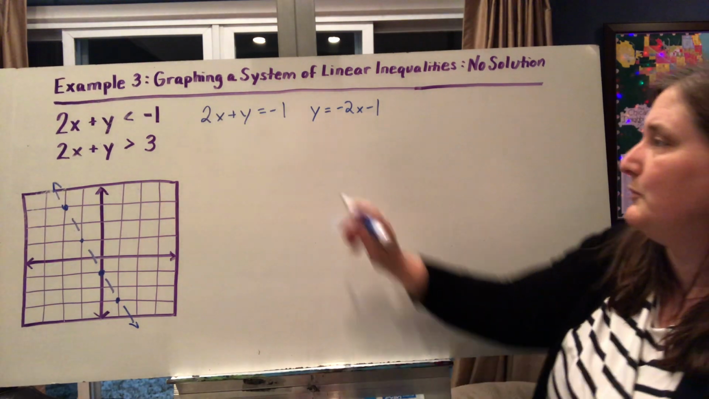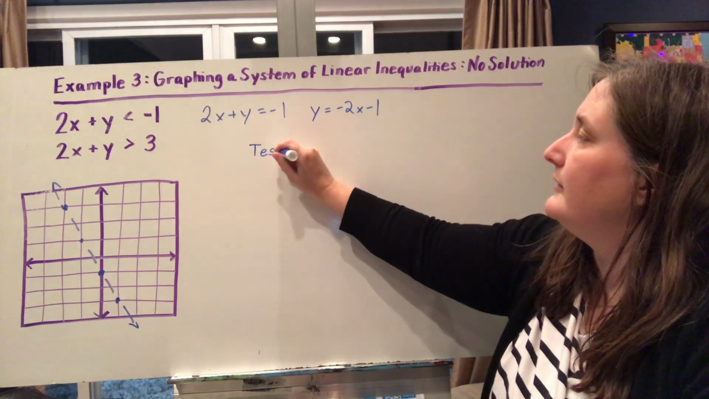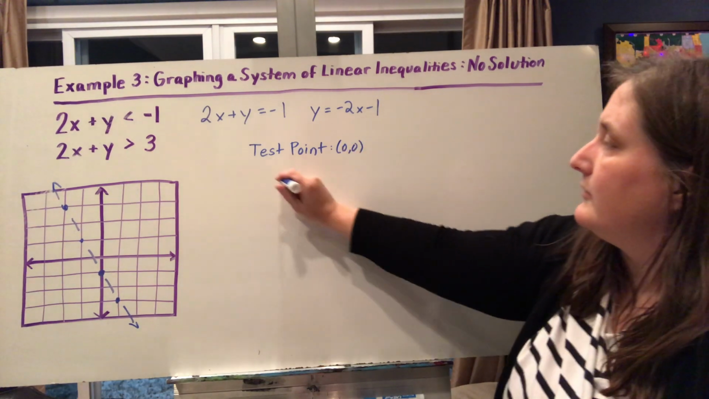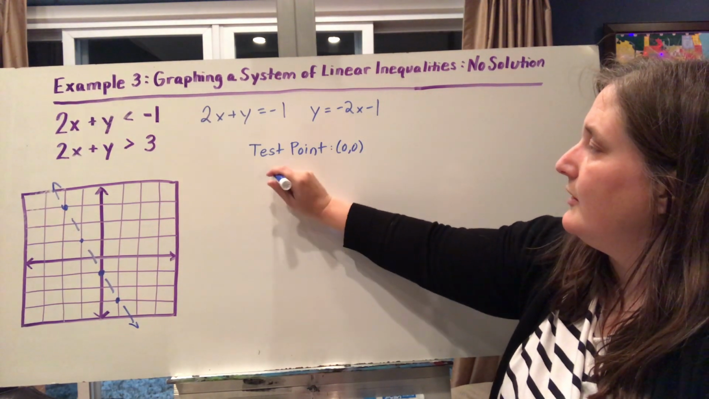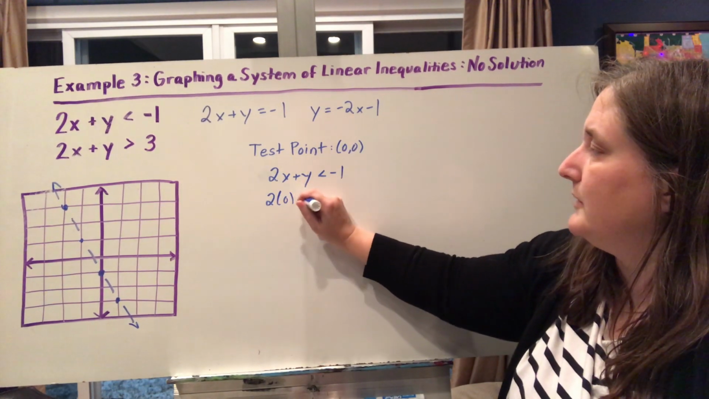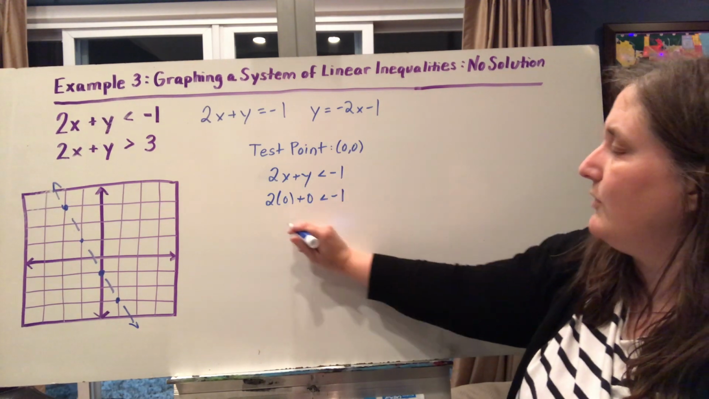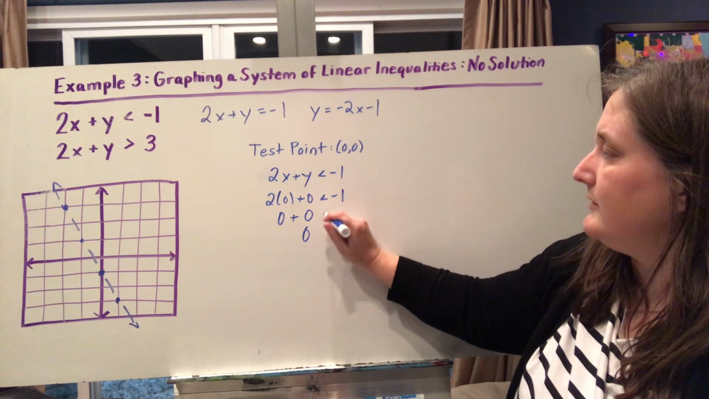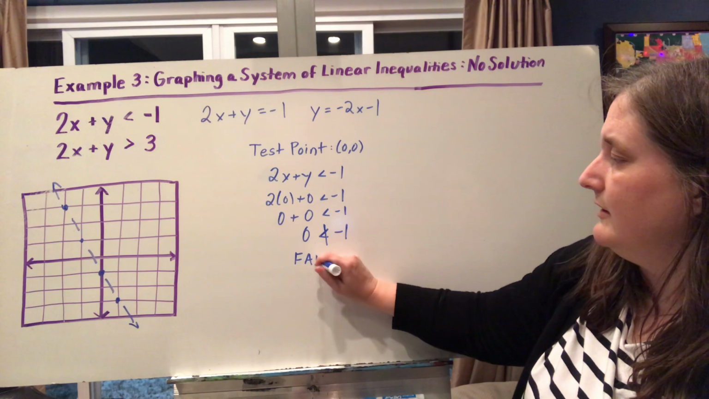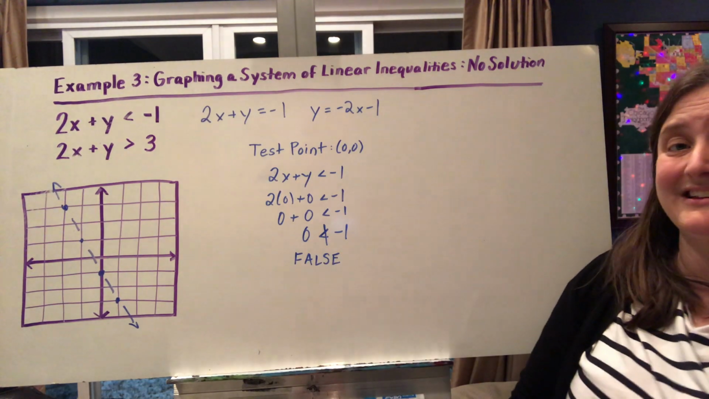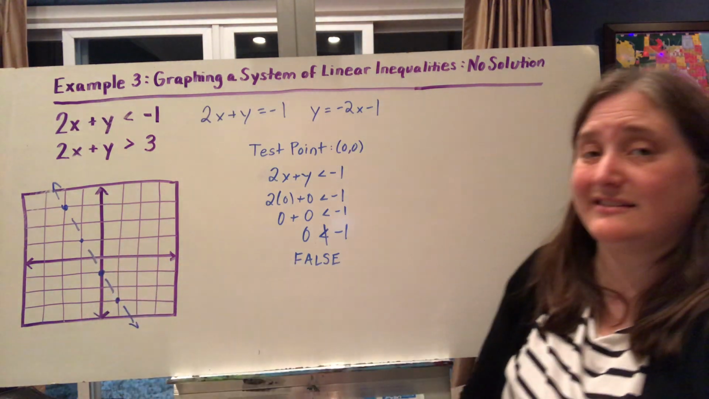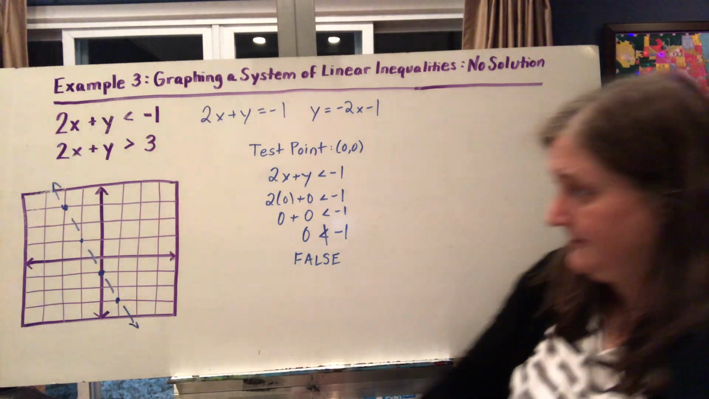All right, so as my test point, I'm going to pick my favorite, (0, 0). So I'm testing 2x plus y is less than -1. So 2 times 0 plus 0 is less than -1. I get 0 plus 0 is 0, and 0 is less than -1. False. So in this case, I want to shade the side that does not include (0, 0). Since (0, 0) is right here, I'm going to shade that side that's down and to the left.